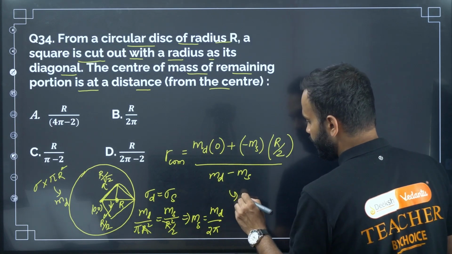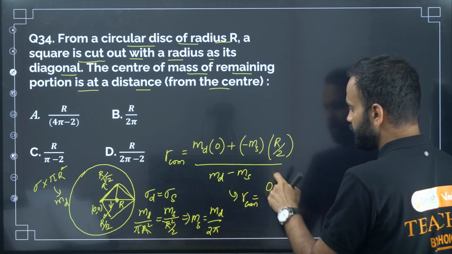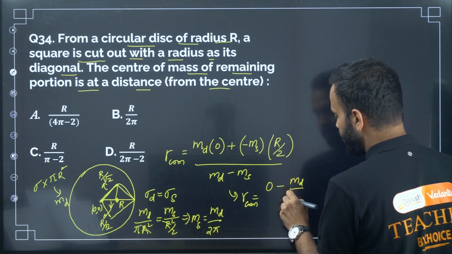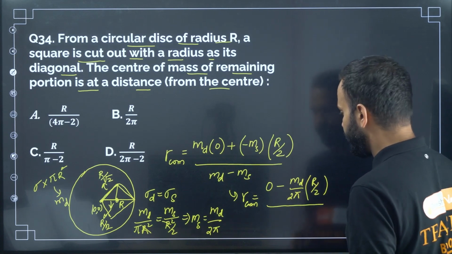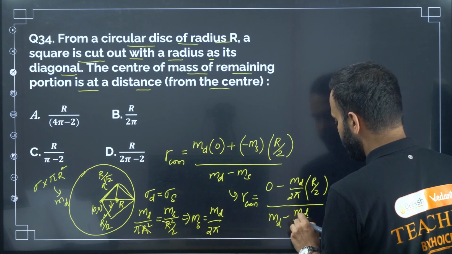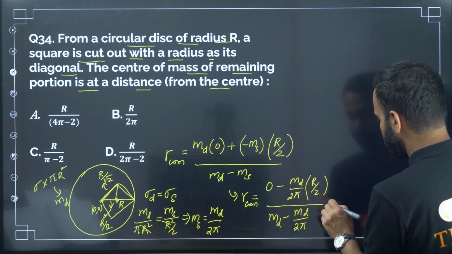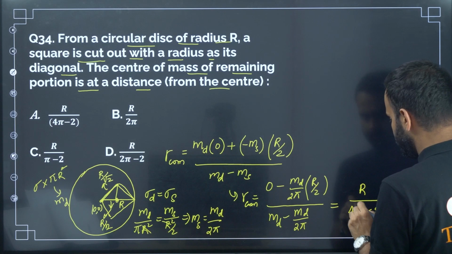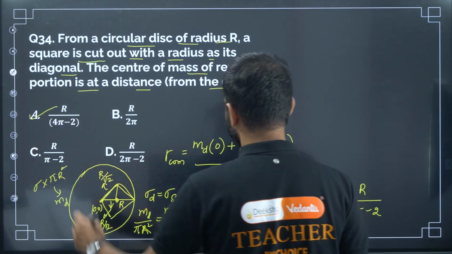So now R COM is equal to 0 minus MS, here MD divided by 2 pi, into R by 2, whole divided by MD minus MD divided by 2 pi. Now solve this, you will get R divided by 4 pi minus 2. The center of mass shifts towards the left, so the correct option is A.